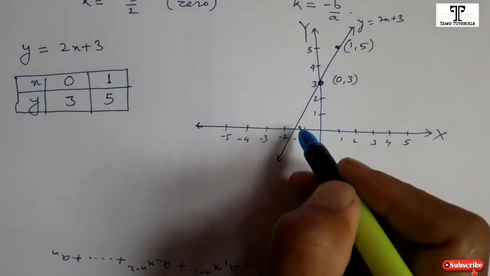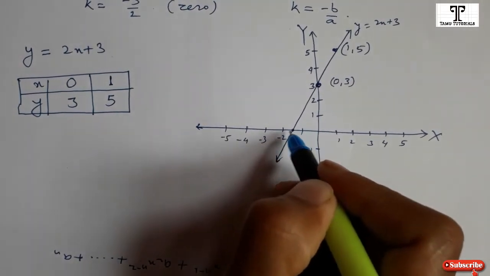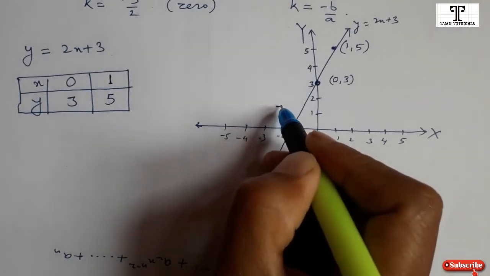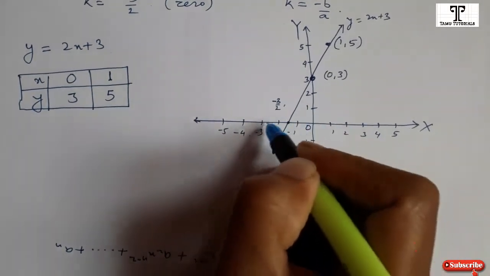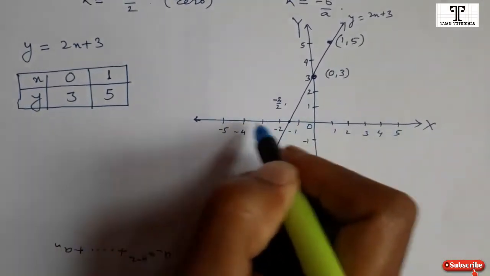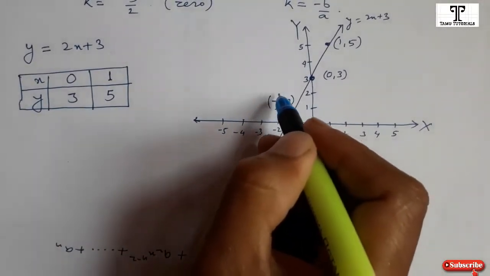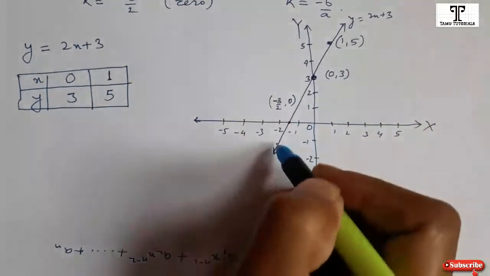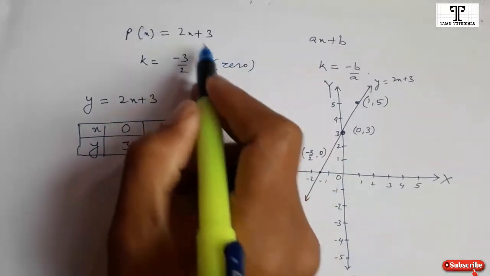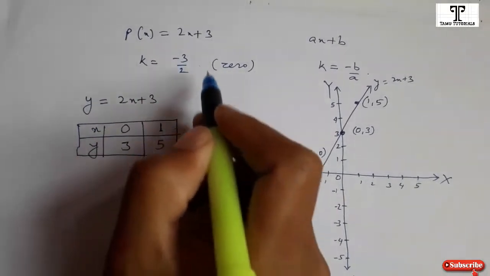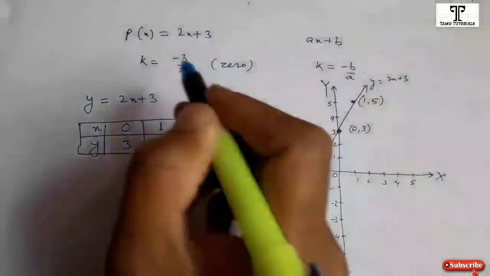So it passes through this point. The x coordinate here is 1.5, or we can say minus 3 by 2, because this is the negative side of the origin. And the y coordinate on the whole x-axis is 0. So this is the coordinate of the point where this line is crossing the x-axis. And we know the zero of the polynomial is also minus 3 by 2. So the zero of the polynomial and the x coordinate on the graph are the same. So this is very interesting, right?